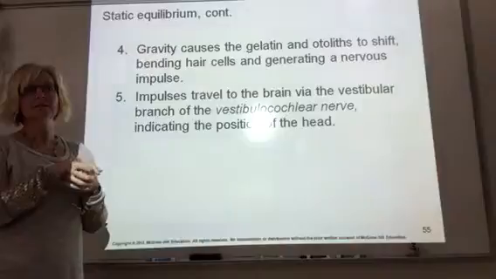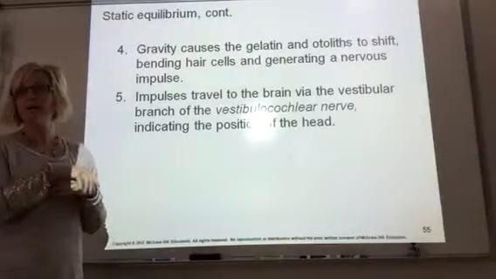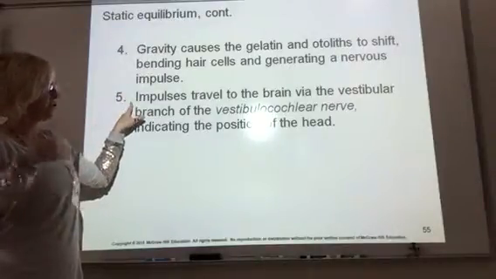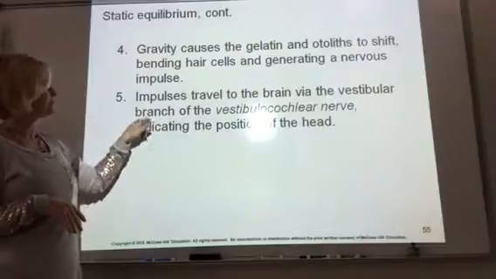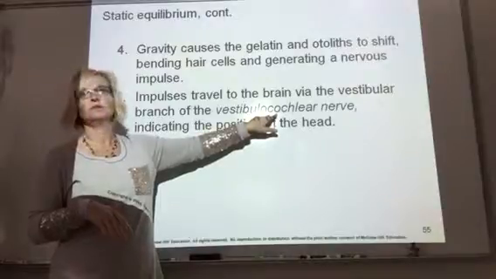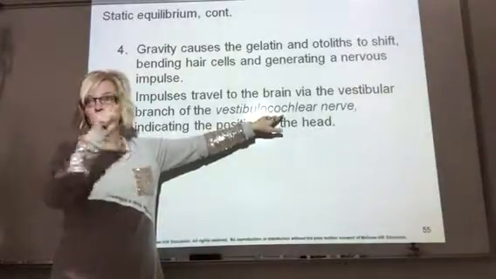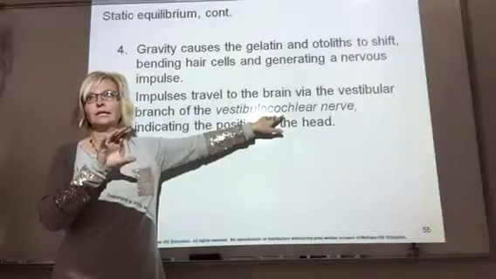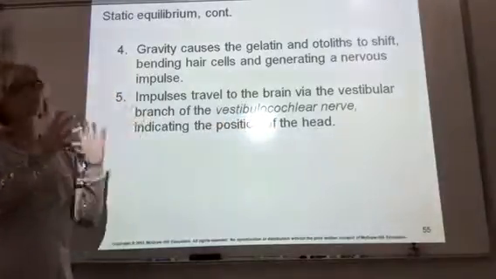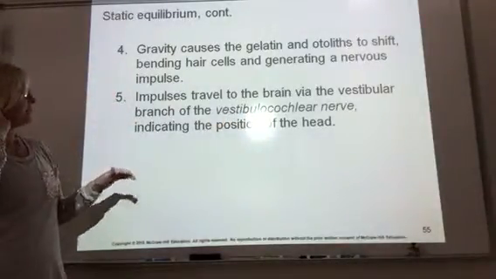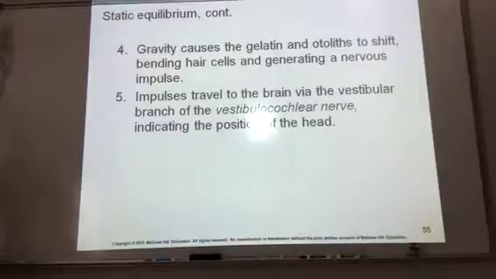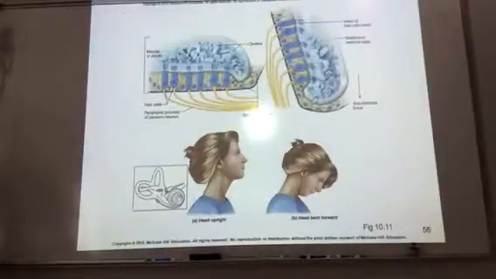So when these hair cells sway or bend a certain direction, that's going to cause an impulse in your nervous system. Impulses travel to the brain by way of the vestibular branch, vestibulocochlear nerve. So this is the nerve. Cochlear, remember, deals with the cochlea, the snail-looking part inside of your ear. Vestibulocochlear nerve comes from both the vestibule and the cochlea, indicating the position of the head so that your brain can decipher what position your head is in.